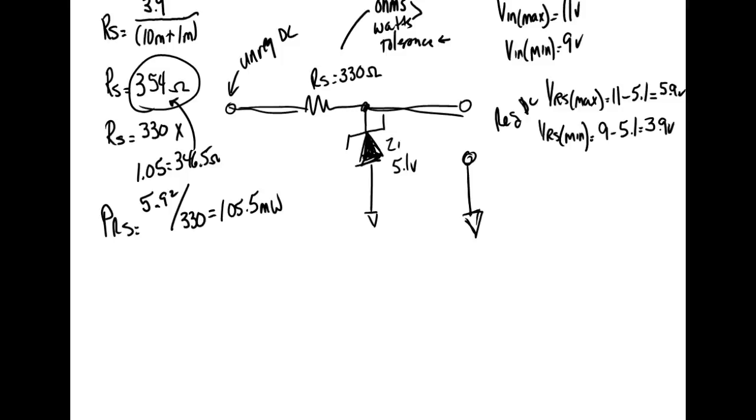So a quarter watt would be 125 milliwatts, but this is 105, so we want to make sure we go up to the next higher value, right? Besides the one we calculated.